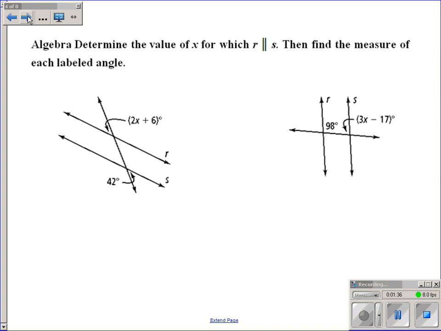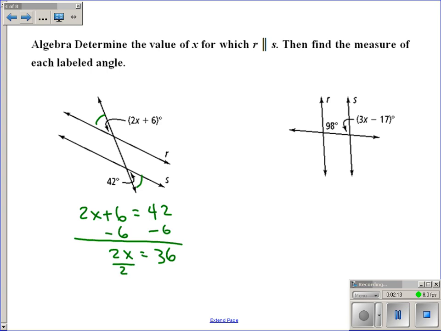All right, some more algebra questions. Determine the value of x for which lines R and S would be parallel. Then find the measure of each labeled angle. In order for R and S to be parallel, these two angles, the alternate exterior angles, must be congruent. So 2x plus 6 would have to be equal to 42. To solve this, I first subtract 6 from both sides, and 2x is equal to 36. Then I divide both sides by 2, and x is equal to 18.